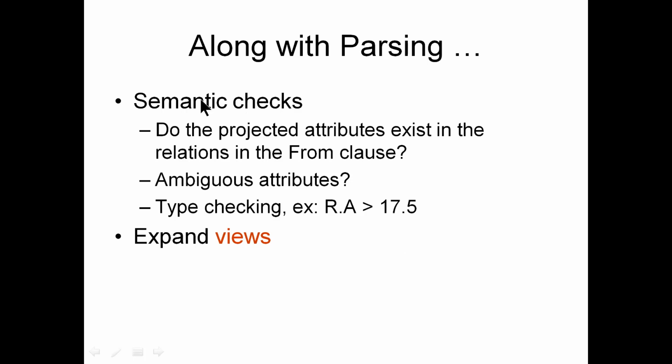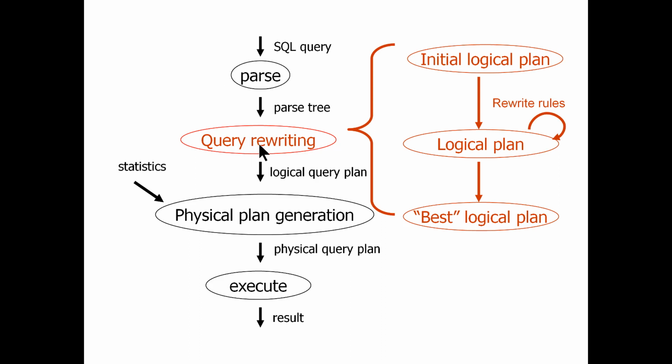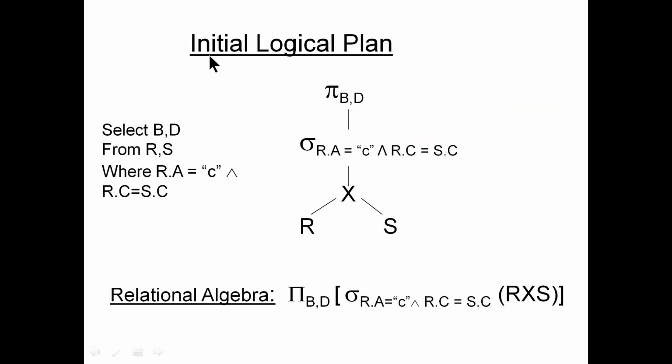Along with the parsing, you do a semantic check on whether it is right or wrong, because if the meaning is not correct, it is not going to be executed. You expand the views. So what happens in the plan? In query rewriting, you have an initial logical plan, you apply rewrite rules, and then find the best logical plan. That is what happens in query rewriting. You can see here the initial plan, the relational algebra representing this tree.